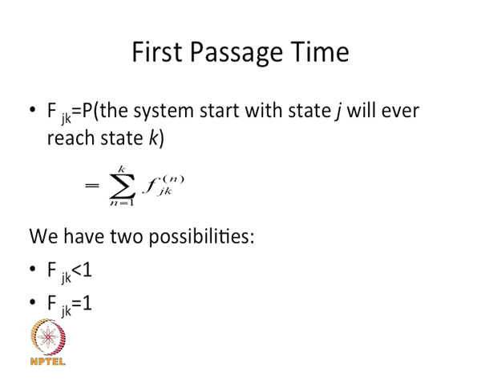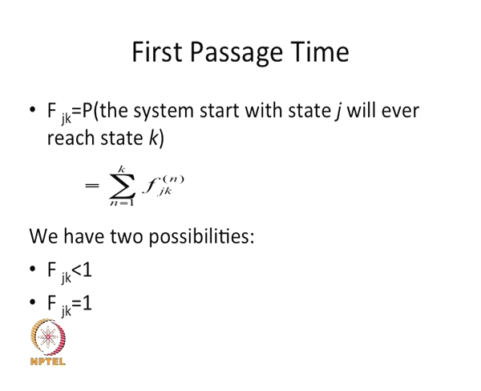Therefore, this is the same as: there is a possibility it would have gone to the state k in n steps for the first time, and the union over all the possible steps for the first time will give f j comma k. What is the conditional probability that the system starting from the state j ever enters the state k? That is all the possible first-time reaching of the state in n steps, over all possible n, and that will give the probability of ever visiting the state k starting with the state j.